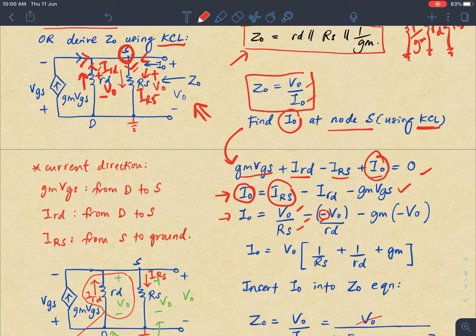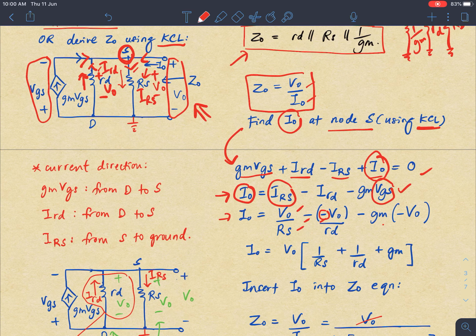Then we go to negative gm multiplied with negative V out. So this negative vgs is equal to negative V out. Sorry, V out equal to negative vgs. It has different polarity here, but the voltage is the same in parallel. Okay, we get this, and we solve it until we get I out and V out.